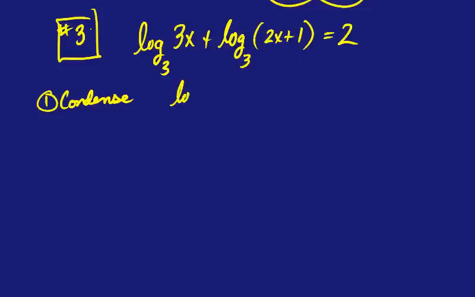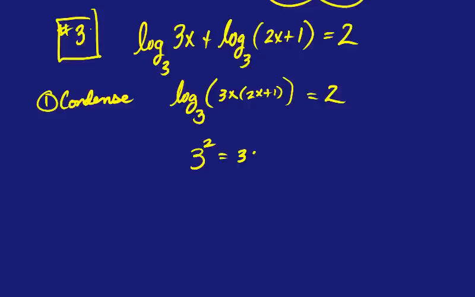So that's going to be log base 3 of 3x times 2x plus 1. I want to multiply those two things together. We should only have one logarithm, right, when we condense. That's going to equal 2. And now that I have one logarithm, it's kind of like situation number 2, where I'm just going to rewrite it as an exponential. So I'll have 3, that's the base, raised to the other side, squared. And then that equals 3x times 2x plus 1. And now you just have an equation that you can solve.